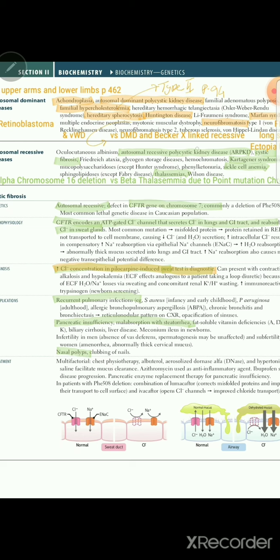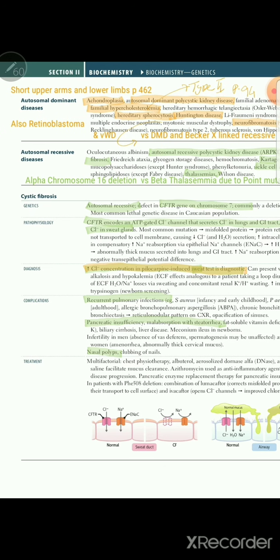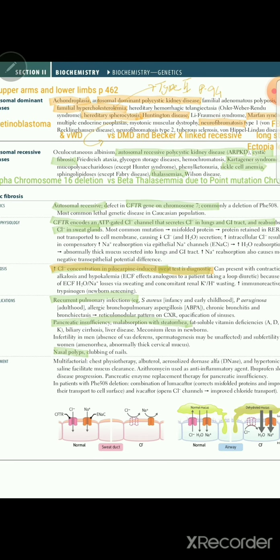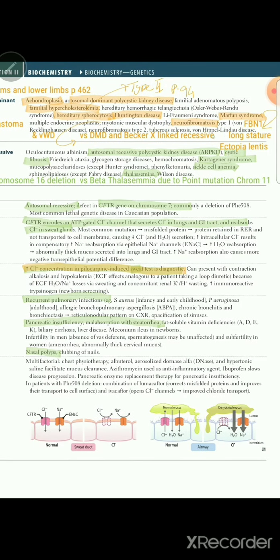Autosomal recessive polycystic kidney disease, in comparison to the dominant type, the dominant is associated with adult and the recessive with infantile polycystic kidney disease. And then cystic fibrosis is an important thing. We'll discuss in detail down. 2-3 MCQs are asked. And glycogen storage diseases, we know hemochromatosis involves enzymes, iron overload, and Kartagener syndrome is ciliary dysfunction. It is a structural disorder, although a bit, but it is included in recessive disorder.